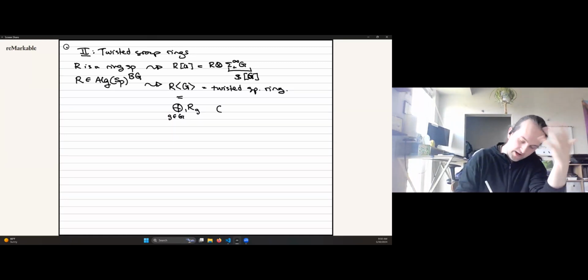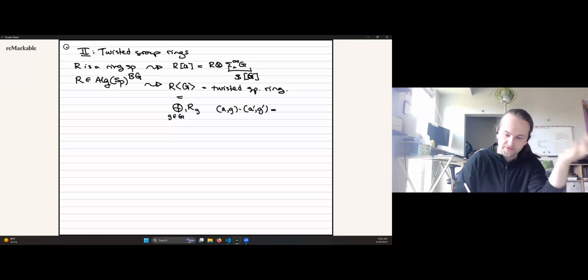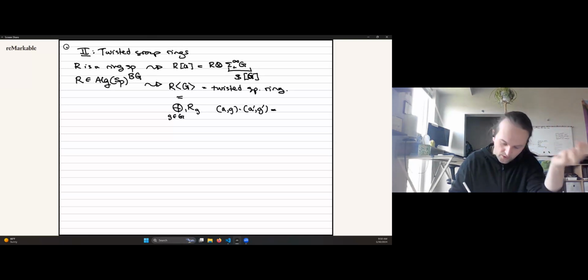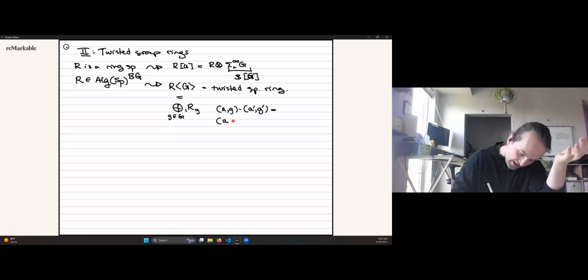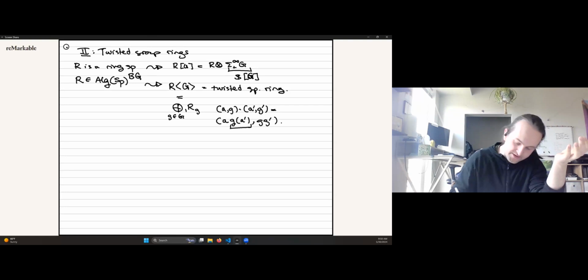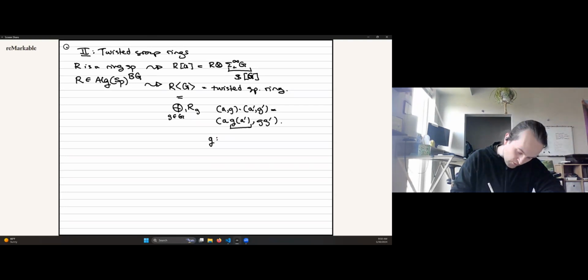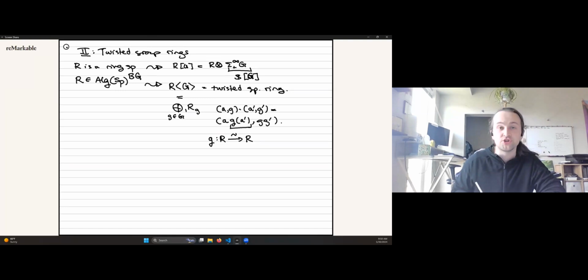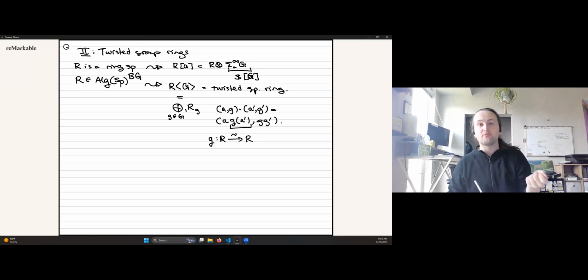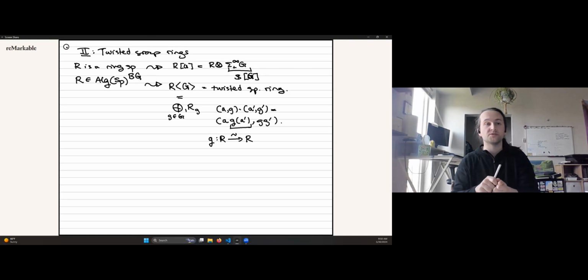Basically, you have a term here, looks like (a, g), and you have (a', g'). And I always get the order of this messed up, so let me just quickly look at my notes. Okay, and the multiplication is given by a·g(a'), g·g'. And what is this term here? This basically just means we're taking the ring automorphism of R associated to this element g, and we're applying it to a', and then we're multiplying these terms together. So there's kind of a twisting of the multiplication.